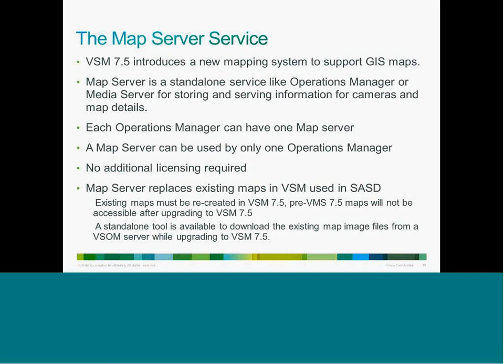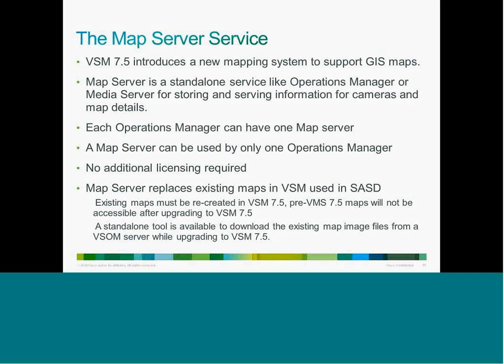This has to be on a standalone server, so you have to procure that additional hardware for it, or be on a VM as well. Right. The big thing here, which is a bit painful, is that it replaces the existing maps we have for pre-7.5. This is a big change. We managed maps before. The static maps were all in VSOM, and now we have a separate server. It's got its own GIS mapping engine.